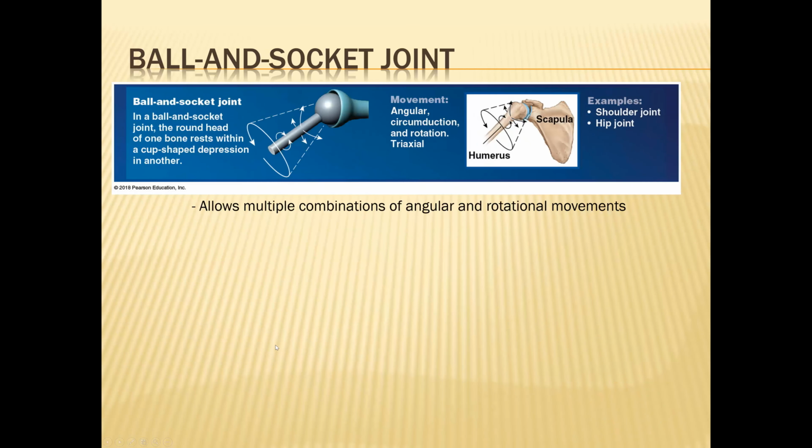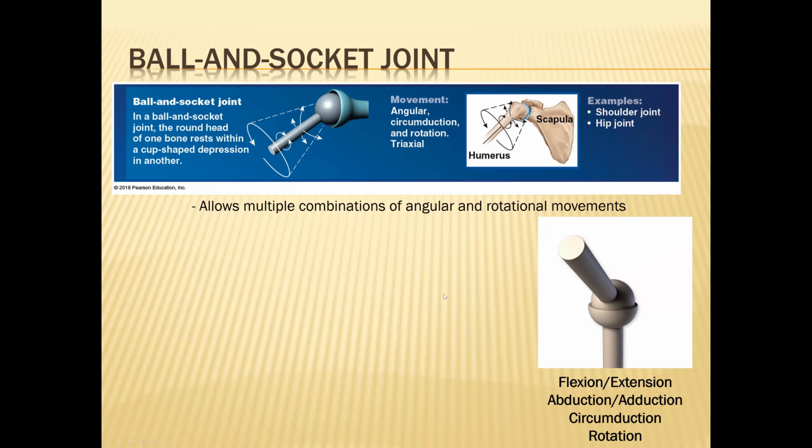And then the last type of joint is a ball and socket joint. As it suggests, these are shaped like a ball fit into a socket. This is going to allow multiple combinations of angular and rotational movements. So with the ball and socket joint, you're going to get flexion, extension, abduction, adduction, circumduction, and rotation. The last little bit of animation will show you the rotation. So you can get rotation at this type of joint.